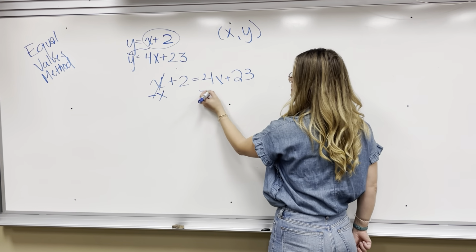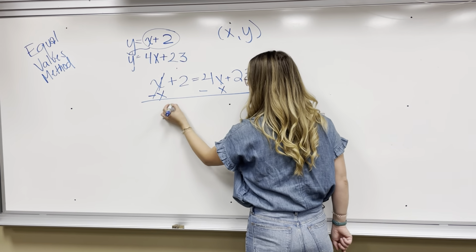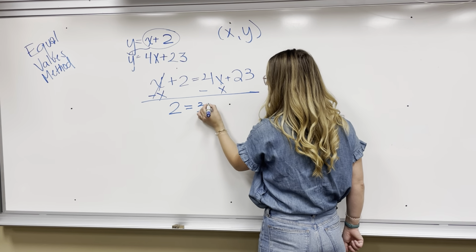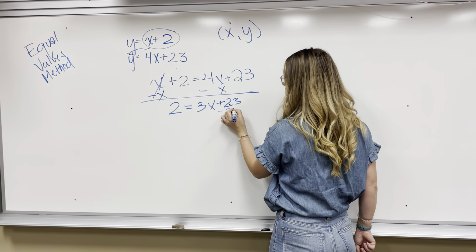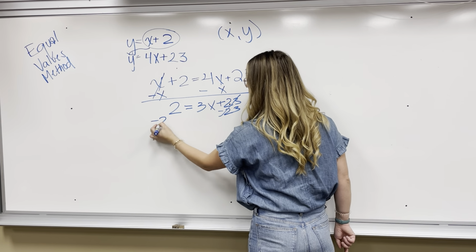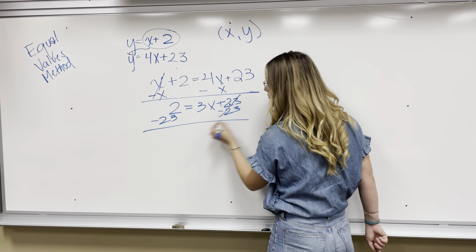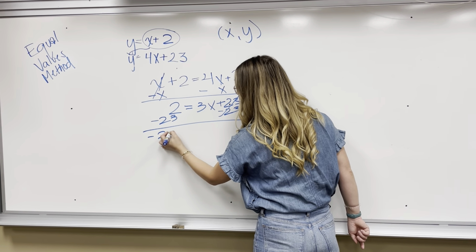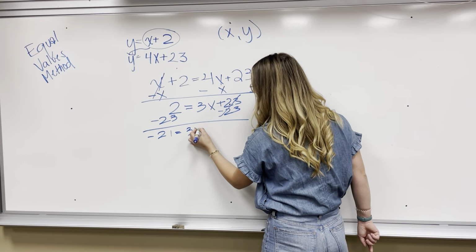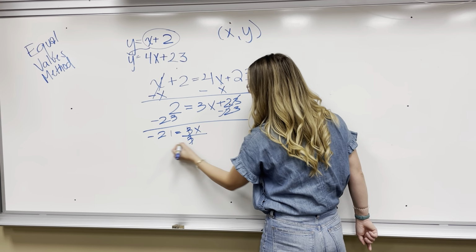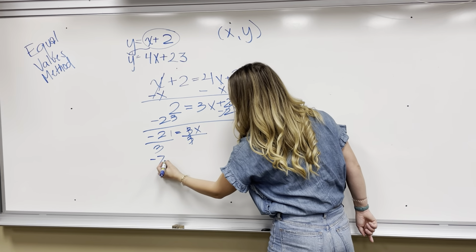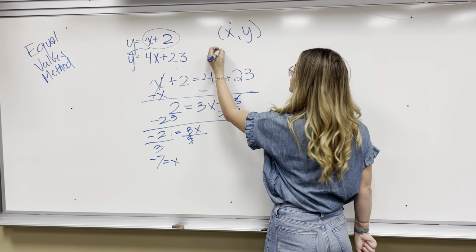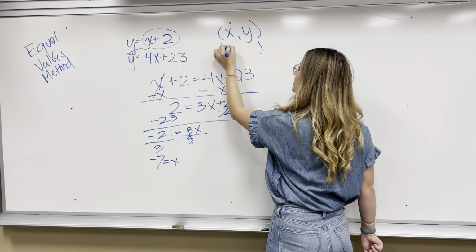Get our x's on the same side. Now to subtract 23. Get negative 21 equals 3x. Divide by 3. Okay, we get negative 7 equals x. So now we know that our x equals negative 7.